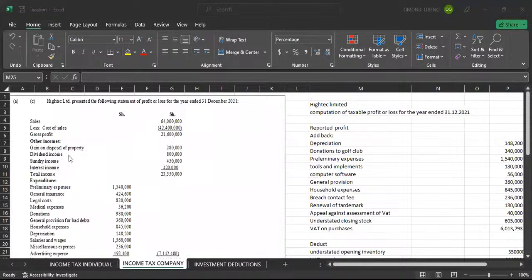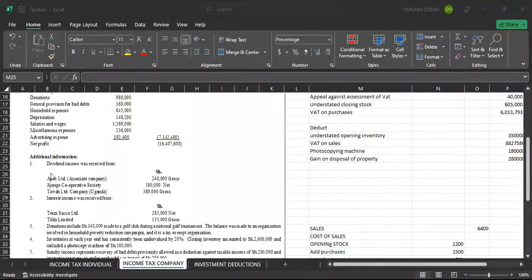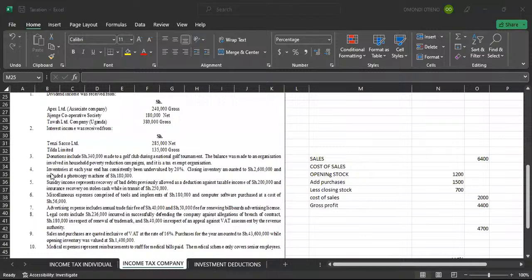So we have dividends income, we have sundry income, that is the normal income allowed there. Interest income. So this interest income can be from different places, and also this dividend. So we expect to get additional information down here, which will guide us on what has happened to the total dividends and also interest income. What about capital allowances? Yes, that one we are going to cover.